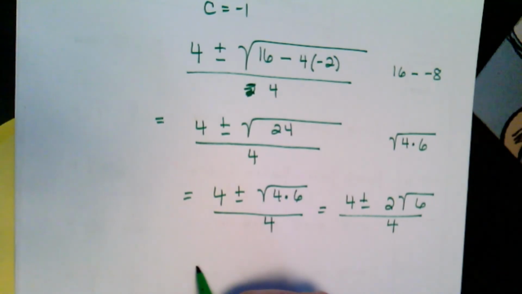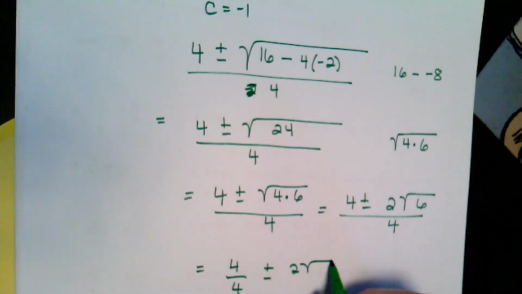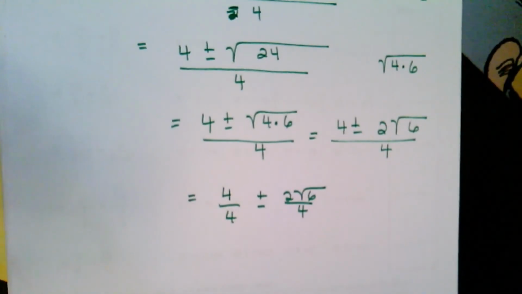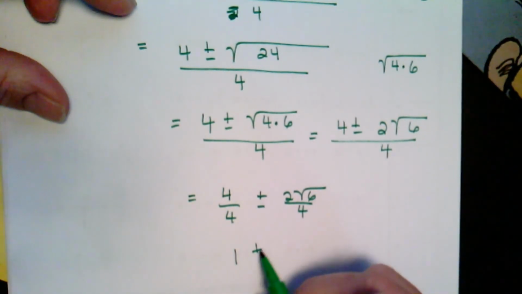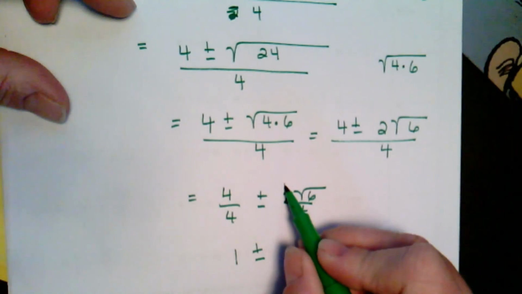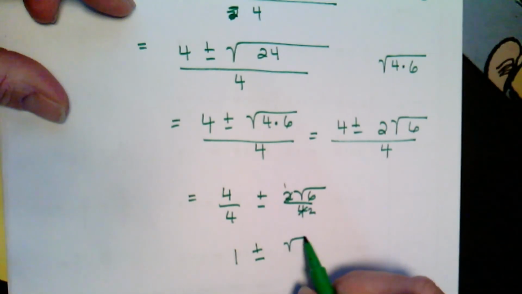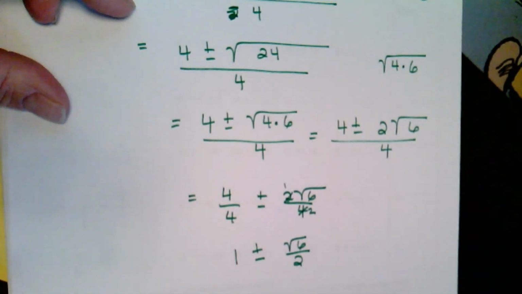We can, it's kind of written like this. So you can split it up so that you can simplify it even more. Well, this is 1, and we still have plus or minus, and then 2 goes in there twice. So that is an answer.